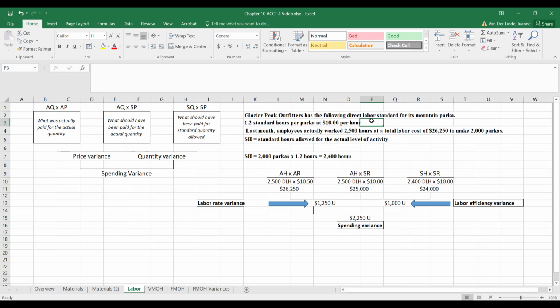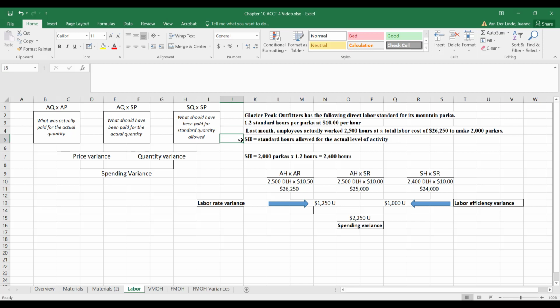Second of all, that $10 per hour isn't just the base pay, the hourly pay. It also includes those fringe benefits. So anything that's part of those workers' compensation will be added in to get to that $10. So that's overall what we're having to pay those workers for every single hour of work. Okay? So here it says last month, employees actually worked 2,500 hours at a total labor cost of $26,250 to make 2,000 parkas. Okay, so we know what our actual wage cost was to make those 2,000 parkas in terms of the direct labor cost.